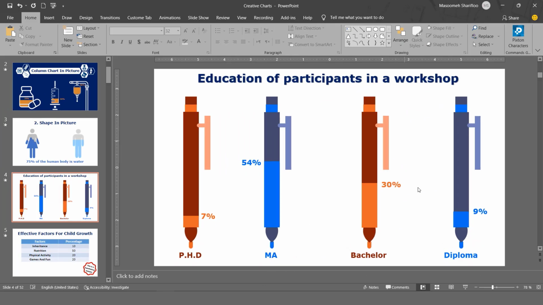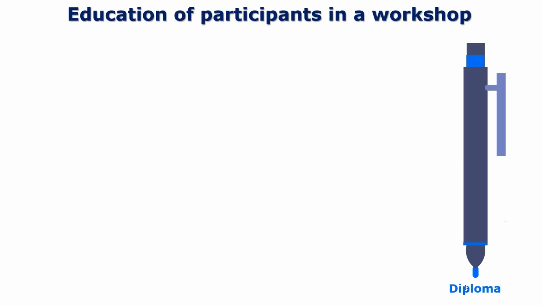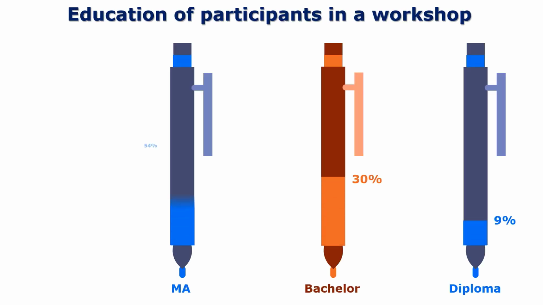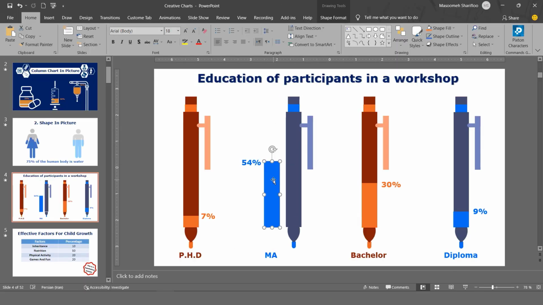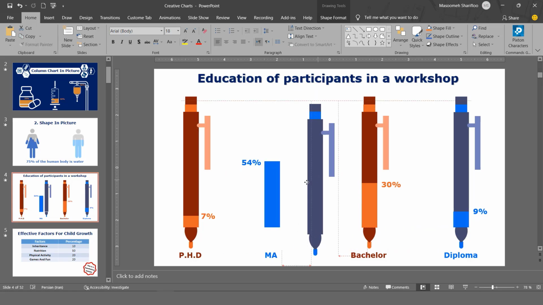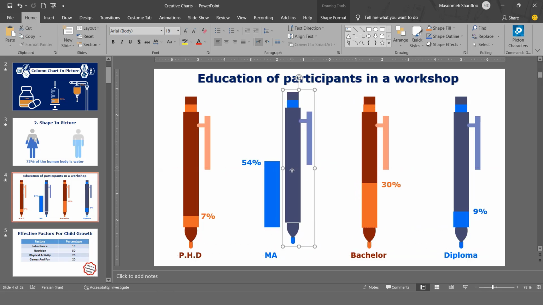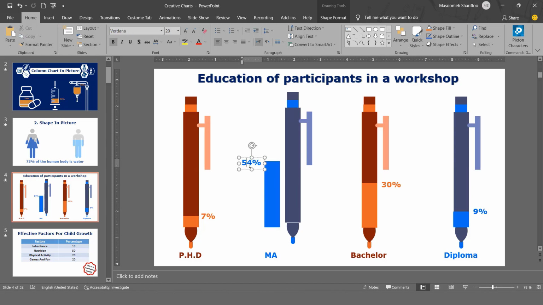Look at this slide. It shows the education of participants in a workshop. The thing I have done to this slide is using the combination of a picture and a PowerPoint shape. You can download this pen from the internet or Flat Icon site easily. I want to say that 54% of the participants had MA.